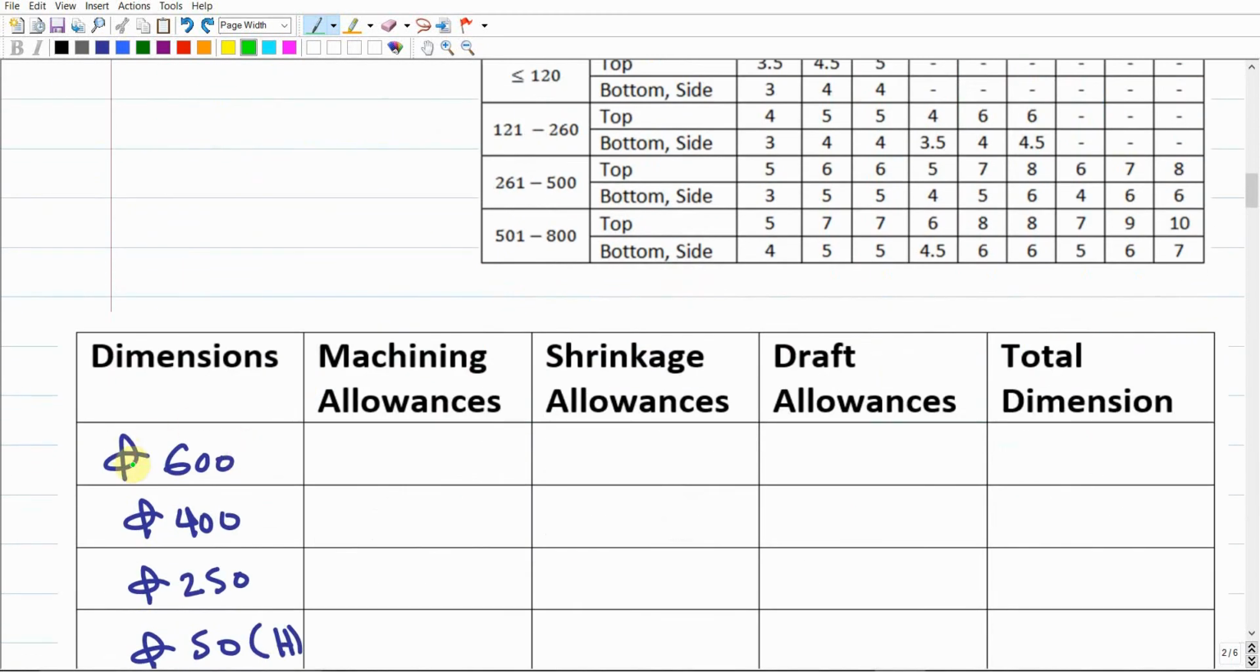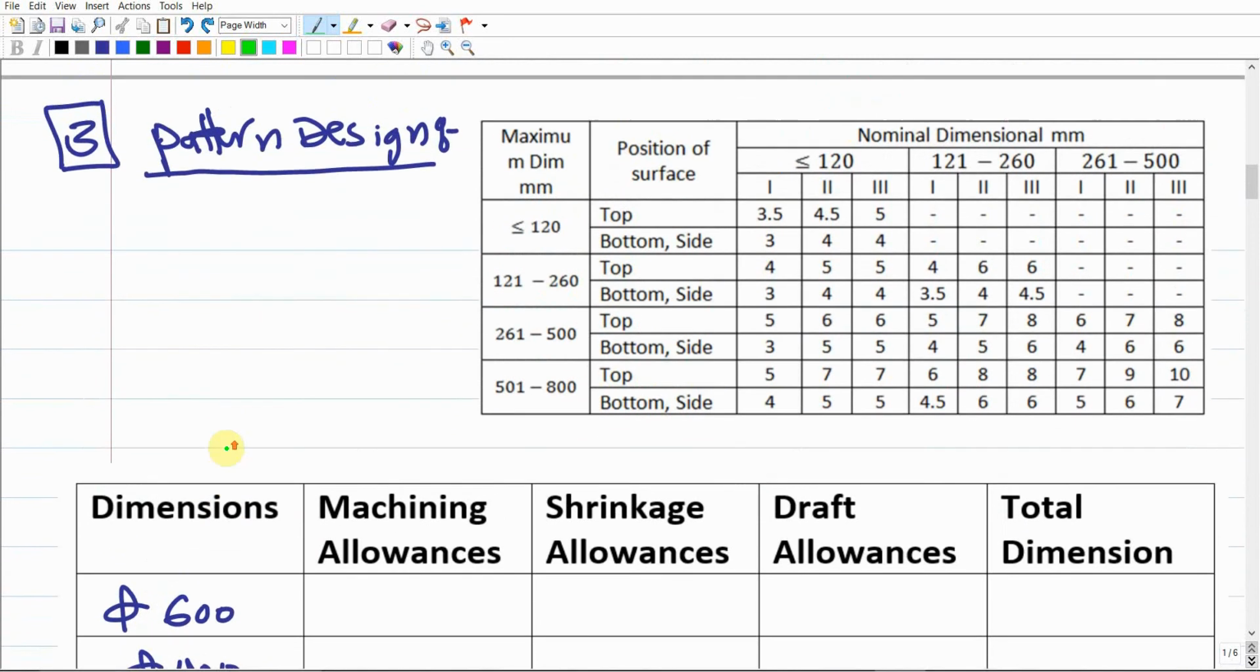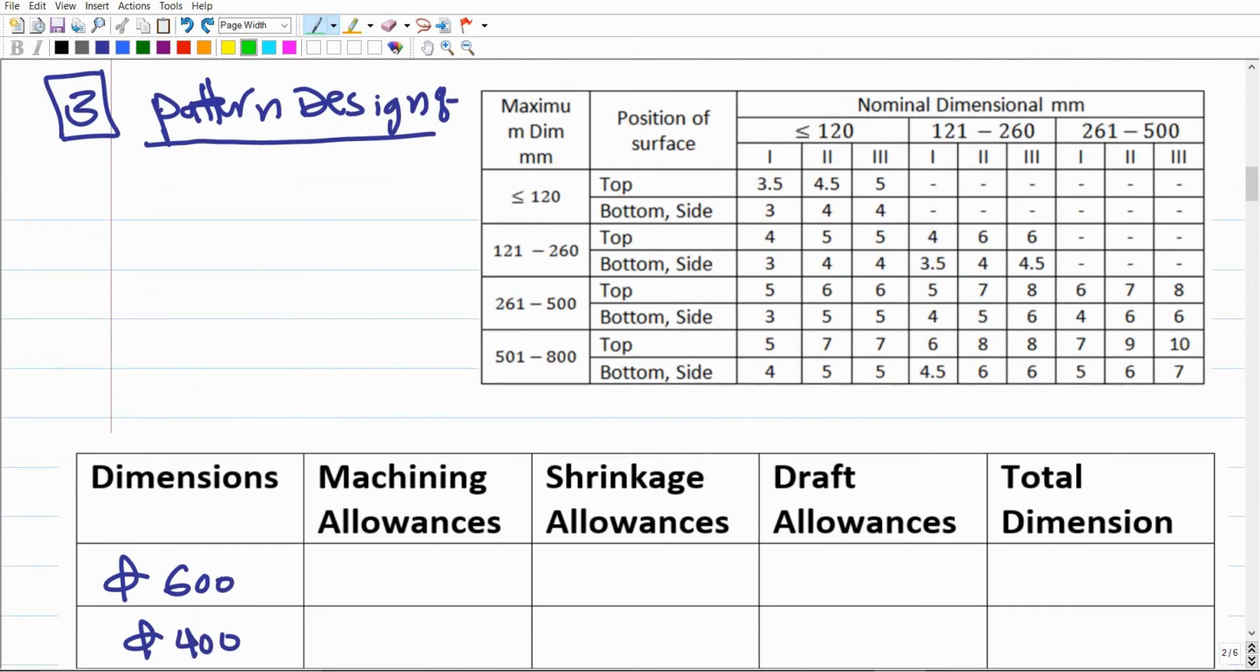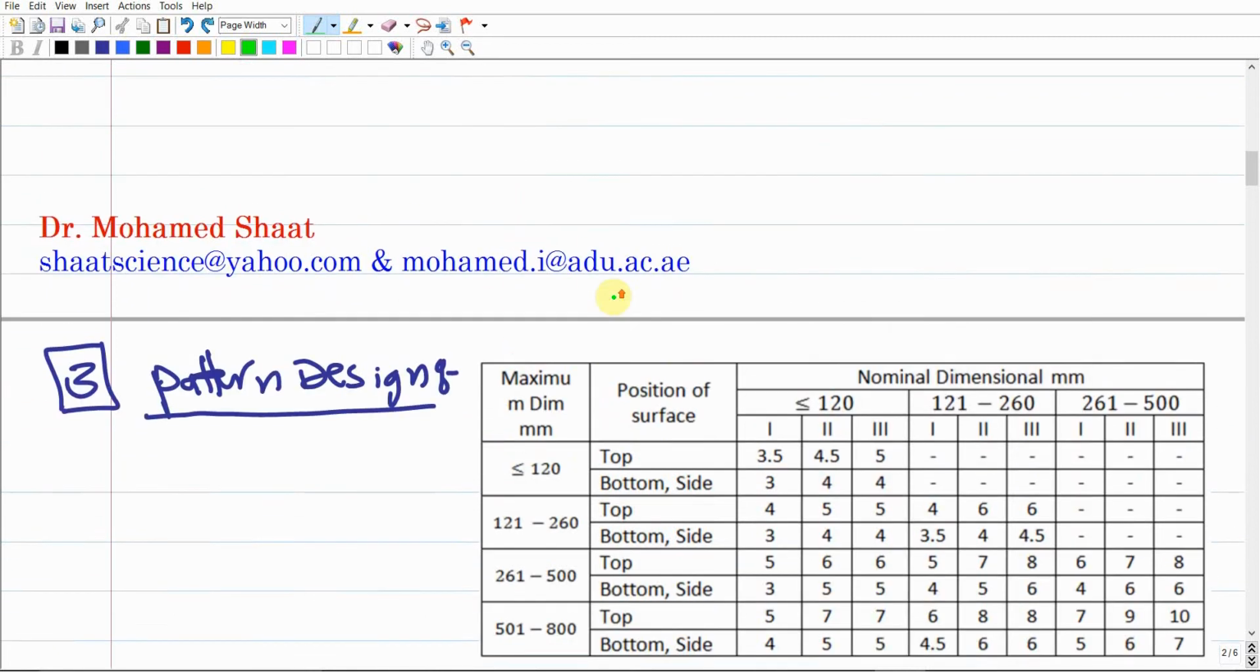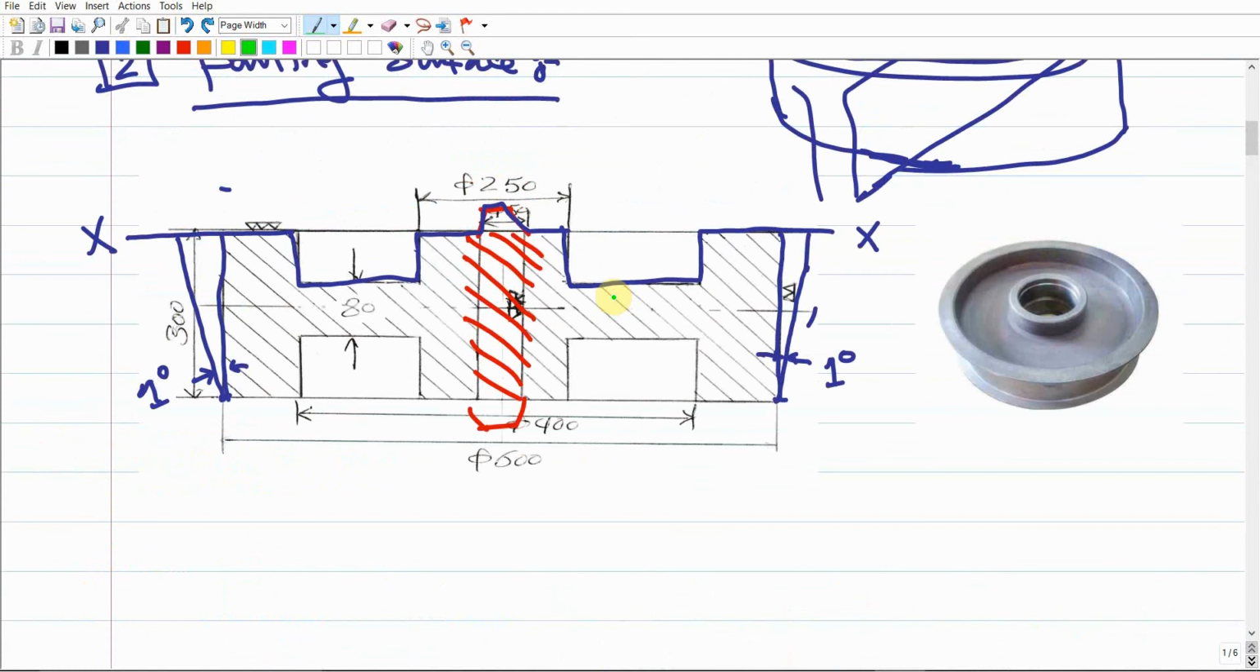So let us start with the first dimension, the 600. What you're gonna do is go to the table and say the dimension I'm gonna work on is 600. Then you go to this column and ask, as the first step we mentioned, that we have to identify the maximum dimension of the whole casted product. The maximum dimension should be the maximum width and the maximum height. The maximum width of this one will be 600. The maximum height is 300. So the maximum dimension for this product will be 600 millimeter.